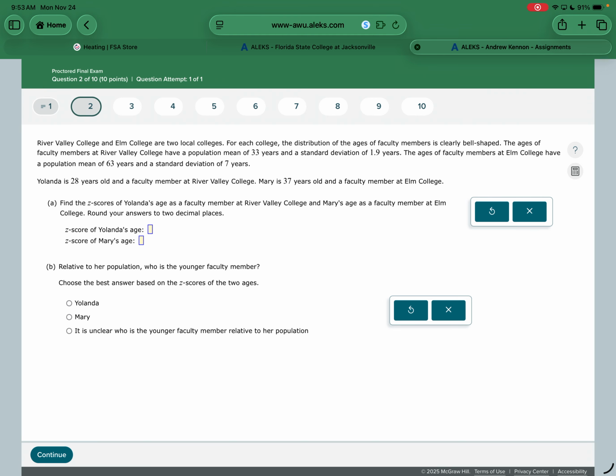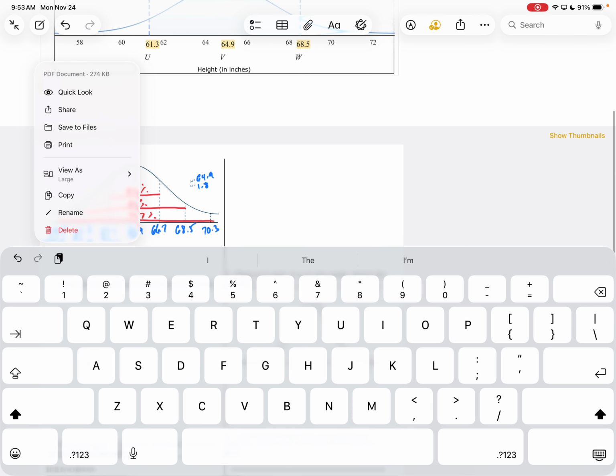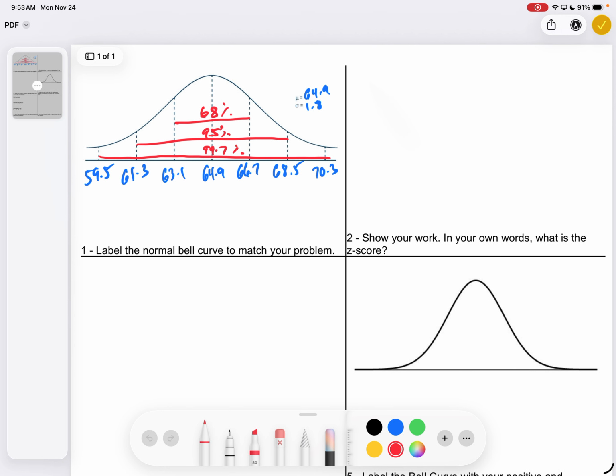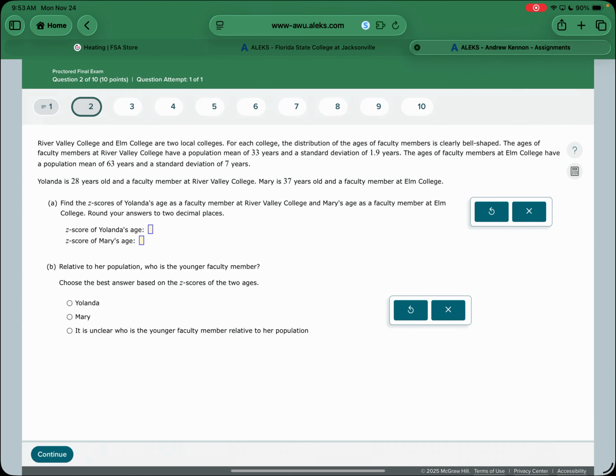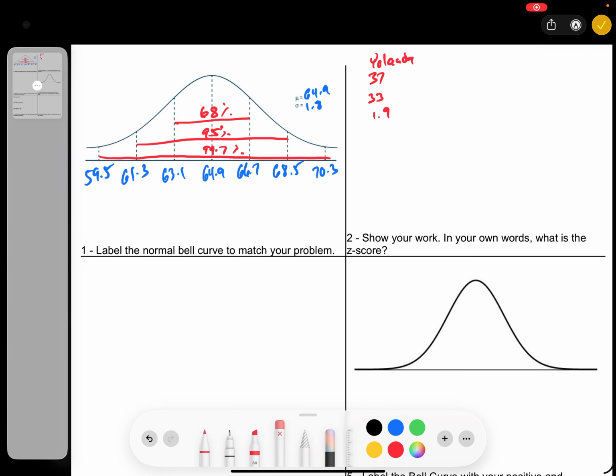Yolanda's 28, Mary's 37. Find their Z-scores. Let me see if I wrote it down correctly. 33, 1.9. Oh, she's 28. Yolanda's 28. We'll do one at a time here. Okay, so Yolanda, that's our age. Our mean is 33, and our standard deviation is 1.9.